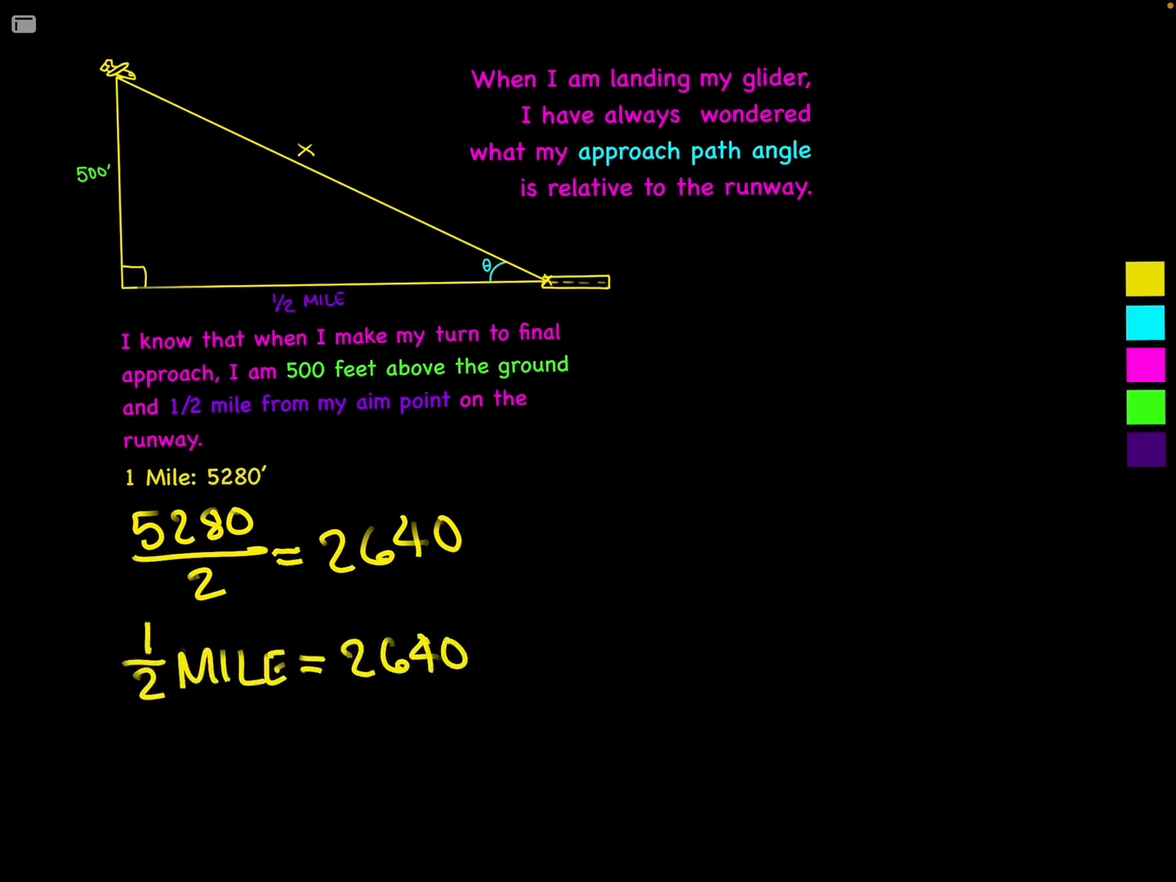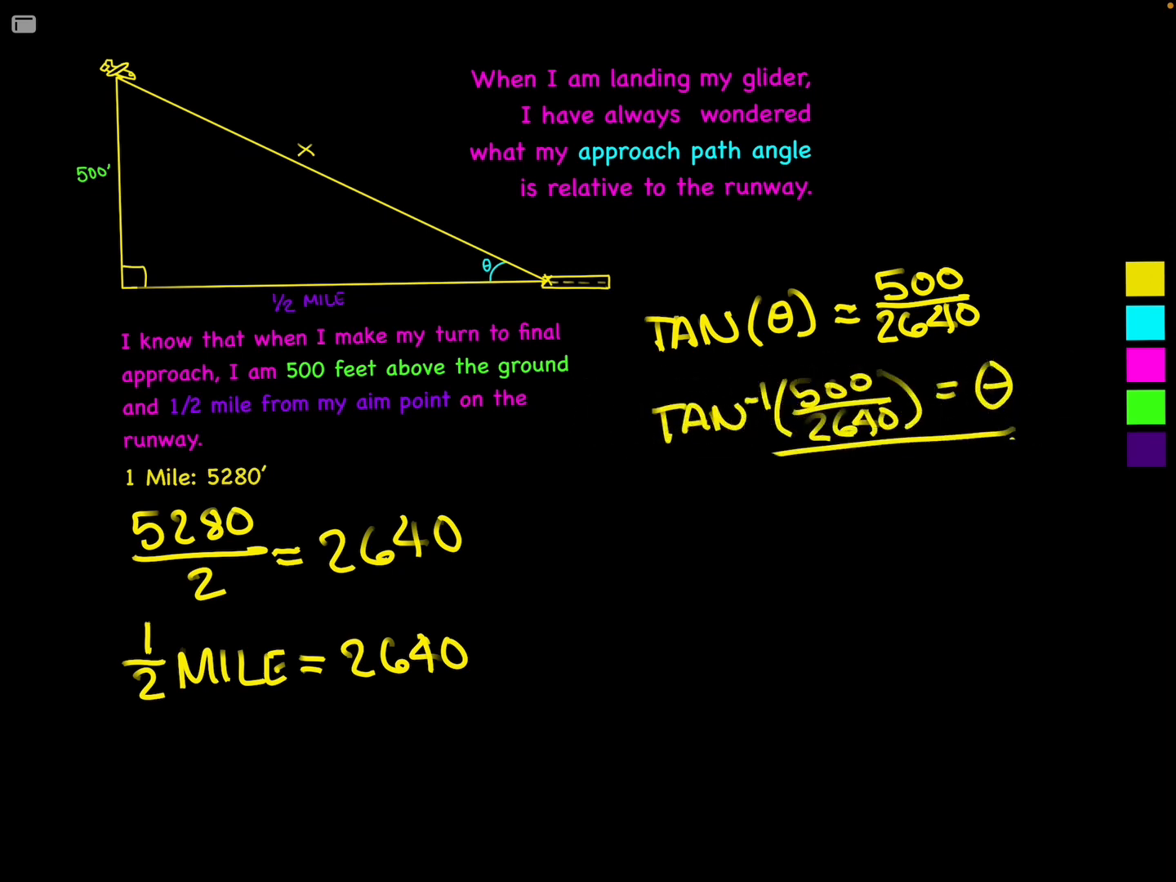So, now that we know all the information we need to solve, it's just a matter of plugging it in. We have tangent of theta is equal to 500 divided by 2,640. Since we don't know the angle, it would then be arc tangent of 500 over 2,640 is equal to theta. Once plugged into the calculator, we get theta is equal to 10.724 degrees. So, my approach path angle relative to the runway is 10.724 degrees.